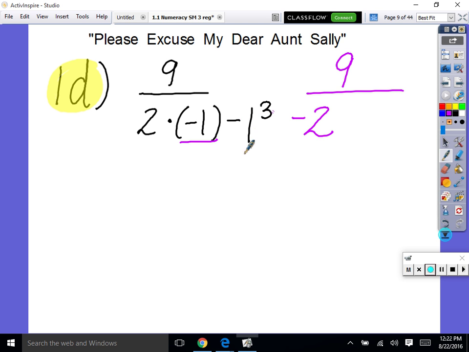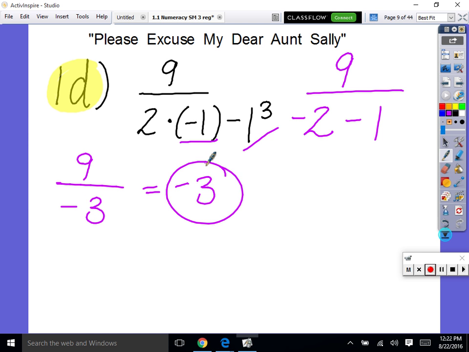Then we have minus 1 cubed. So 1 cubed is just 1. So we have negative 2 minus 1. So on top we have a 9. On bottom we have negative 2 minus 1. Think about it. That's negative 2 and then minus 1 more is negative 3. Yeah? So 9 divided by negative 3 is negative 3. We all good?